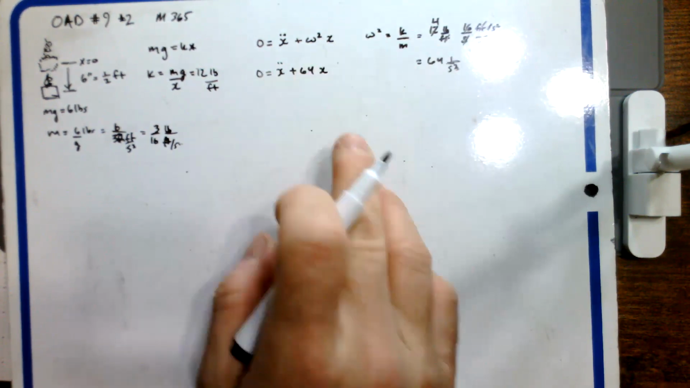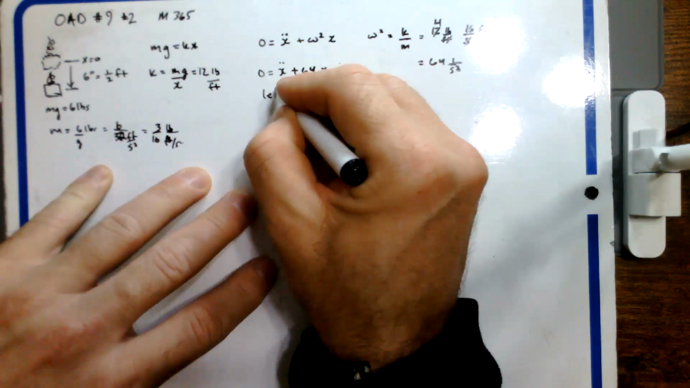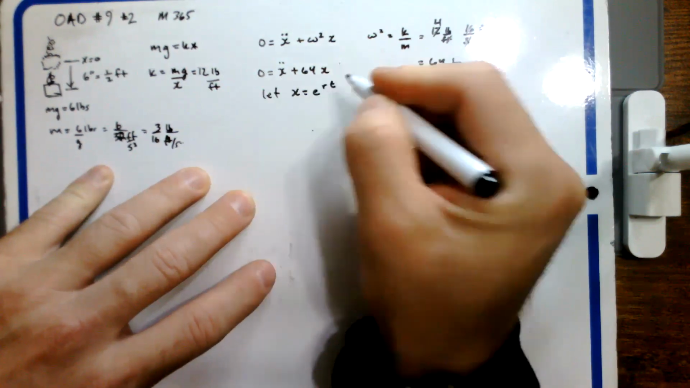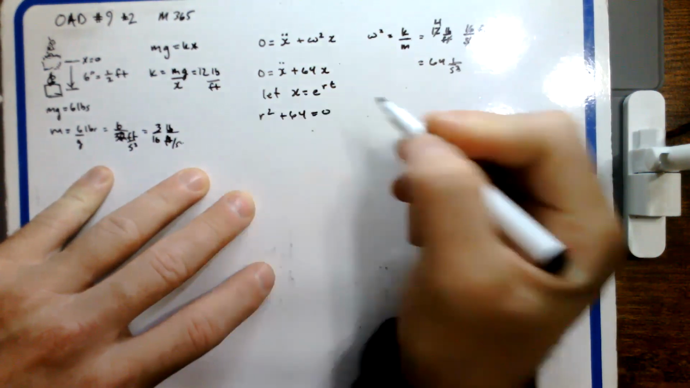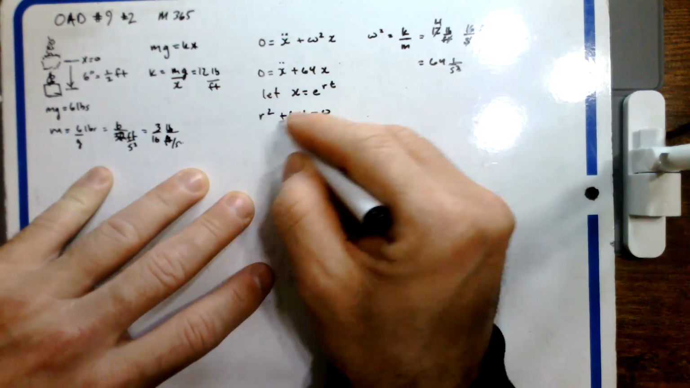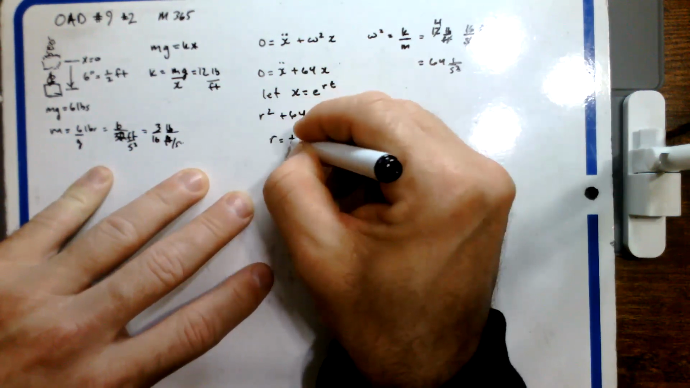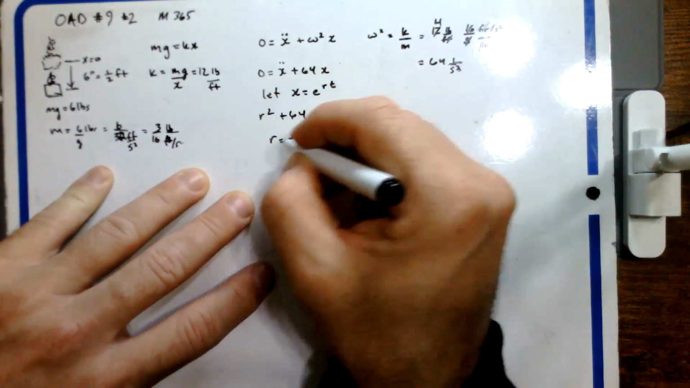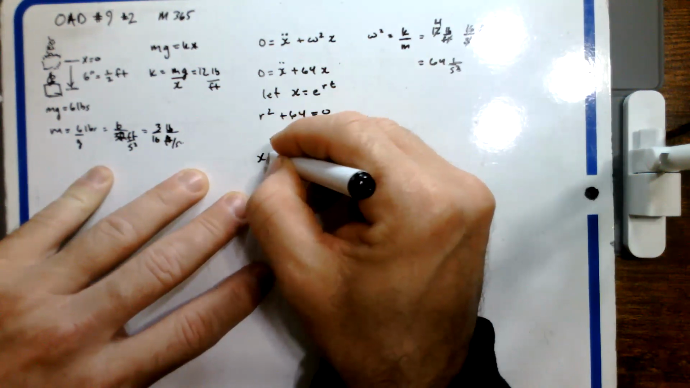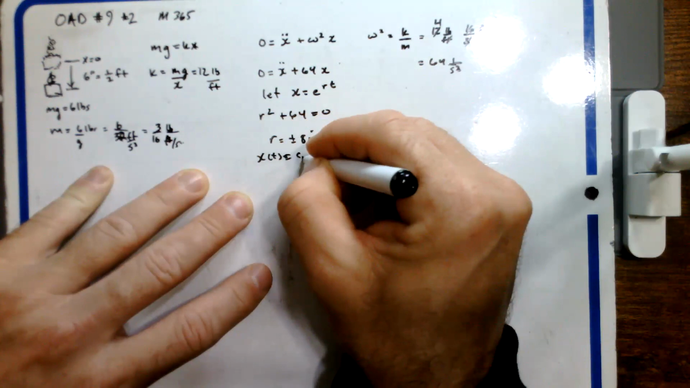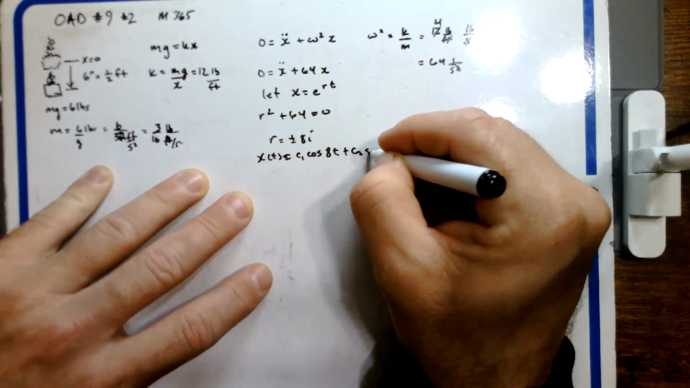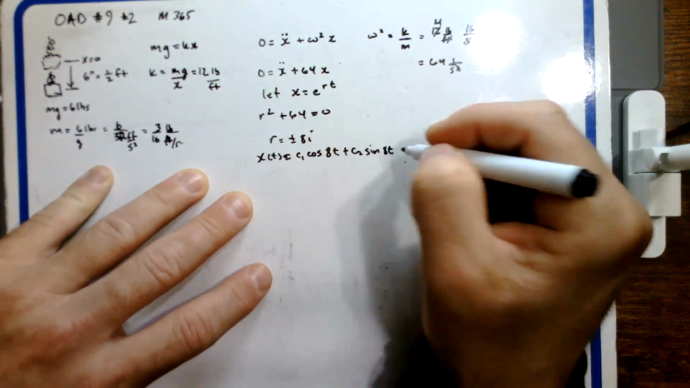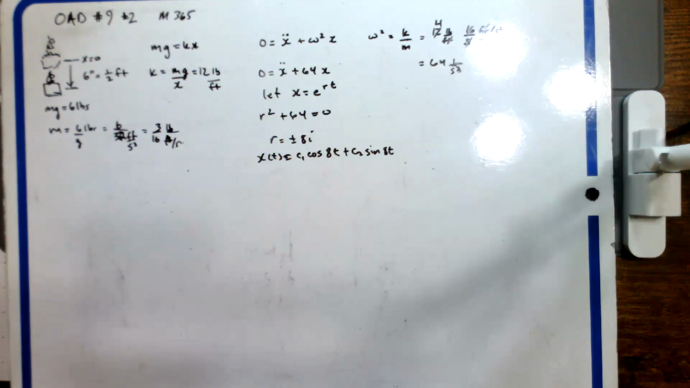Since this is a homogeneous equation, I'm going to let x equal e to the rt, which gives us the characteristic equation r squared plus 64 equals 0. Solving for r, we get r is equal to plus or minus 8i, which means our homogeneous solution, x of t, is going to equal c1 cosine 8t plus c2 sine 8t. All right, and that's really helpful. Now we have the equation of motion.